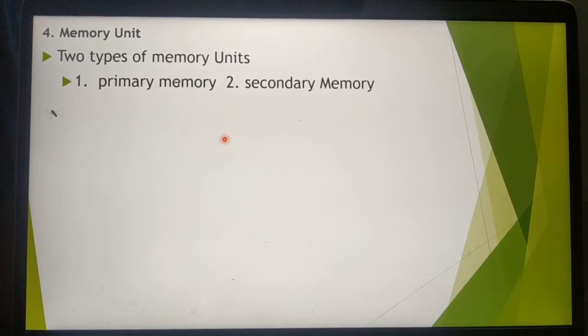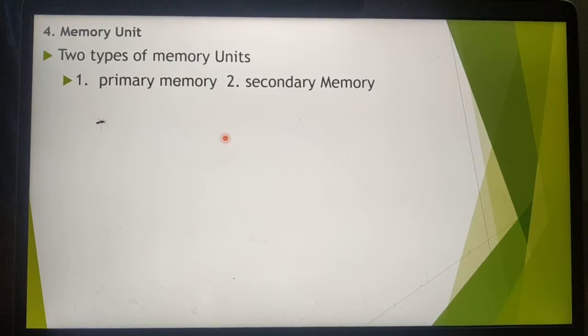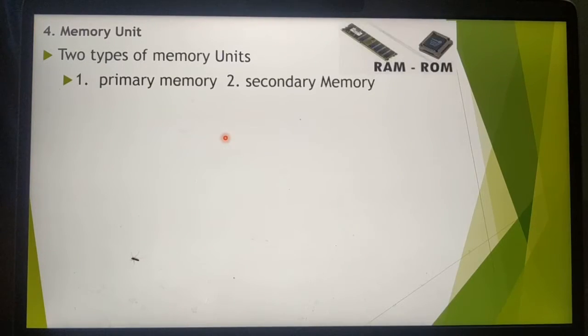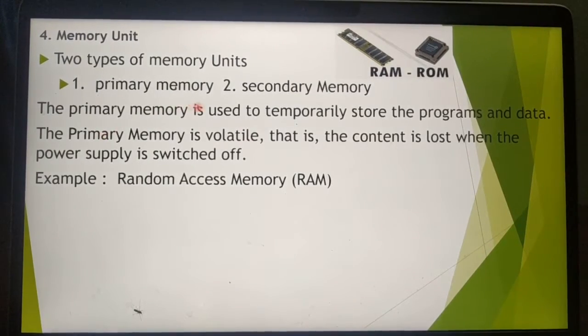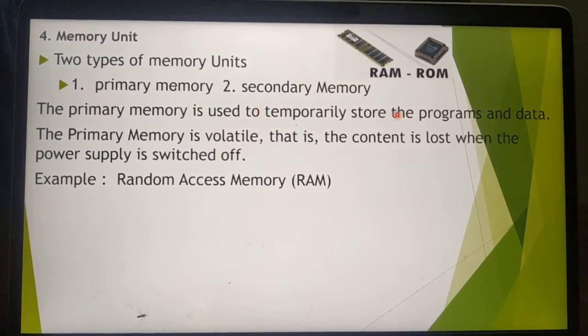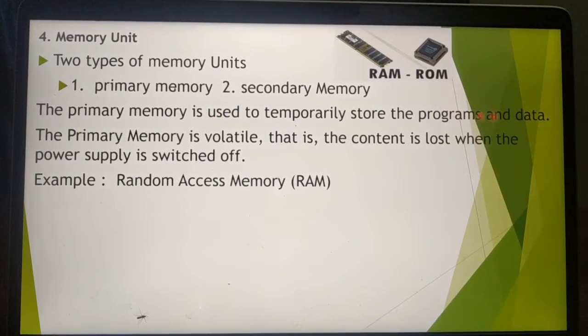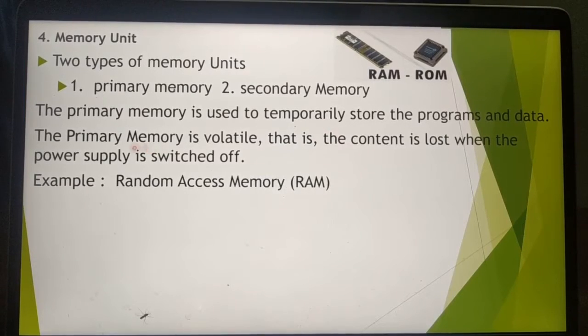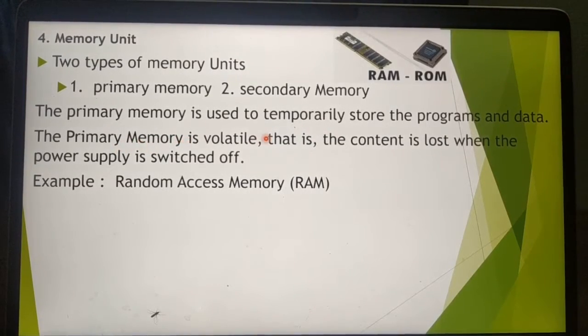The fourth component of the computer is called memory unit. What is the use of memory unit? Memory is used to store the data or store our information. Actually, there are two types of memory. One is primary memory and second one is secondary memory. The primary memory is used to temporarily store the programs and data. Temporary storage. The primary memory is a volatile memory.